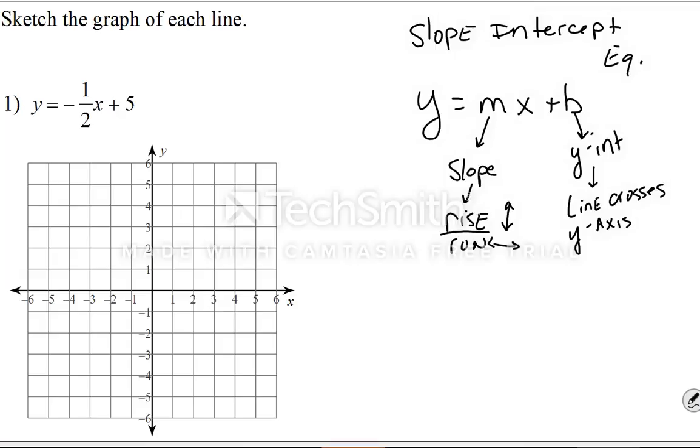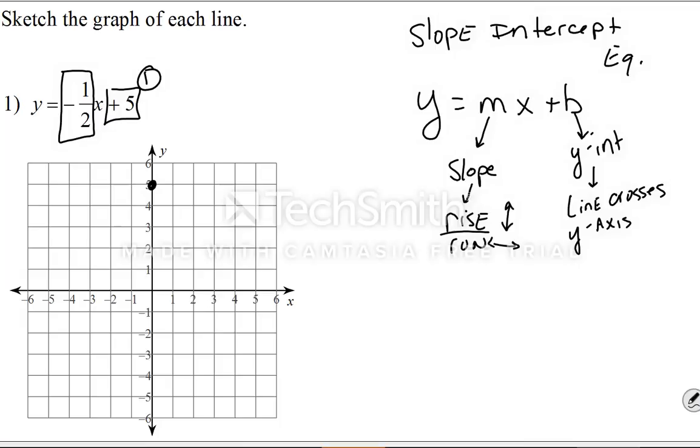Okay, so when I graph this equation, there's a couple things I need to do. The first step is I need to take this number and graph it. So that's step one. That is the y-intercept. So on the y-axis, I'm going to plot positive 5. Then I'm going to take a look at my slope, and my slope says I'm going to go up 1 and over 2, or down 1 and over 2.